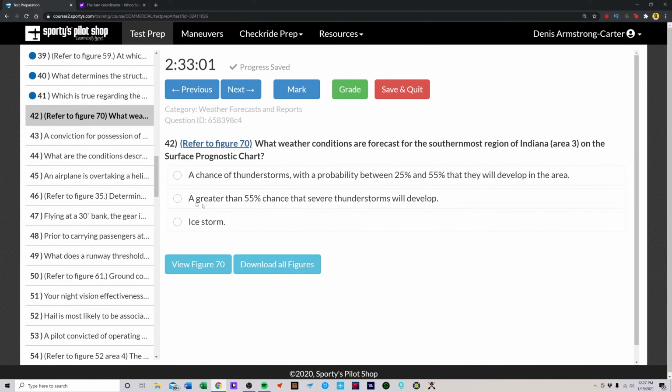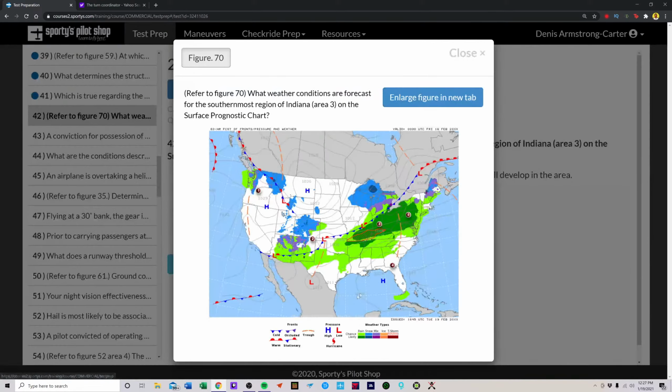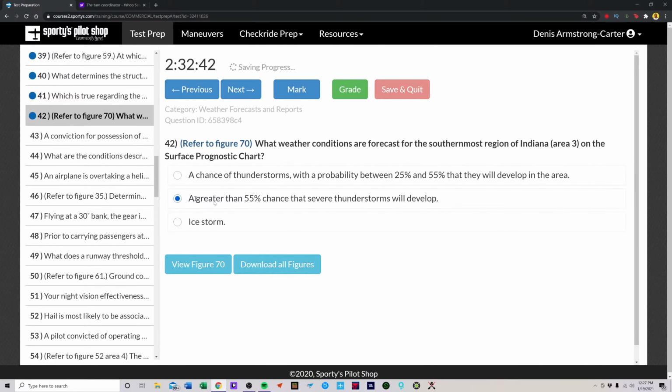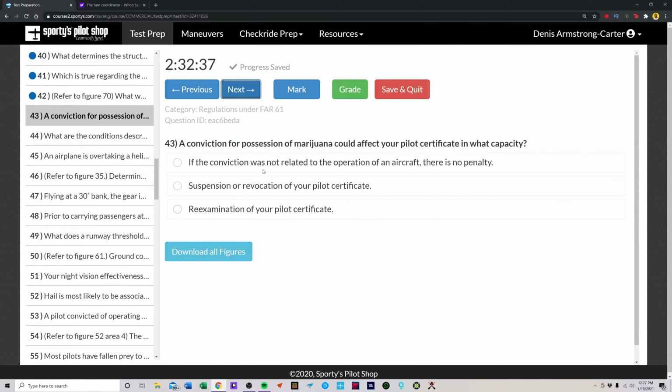An ice storm? No. A greater than 55% chance that a severe thunderstorm will develop in the area. It says likely, but it doesn't say the percentage of how much. So we're just going to go with likely. So I would say greater severe storms will develop. I will say that.